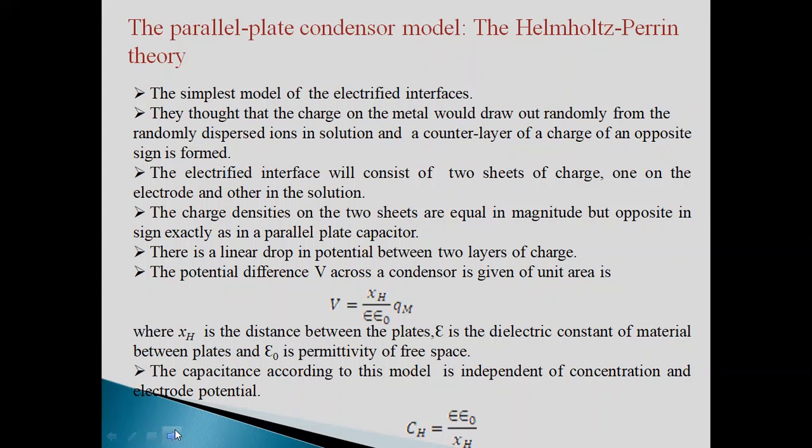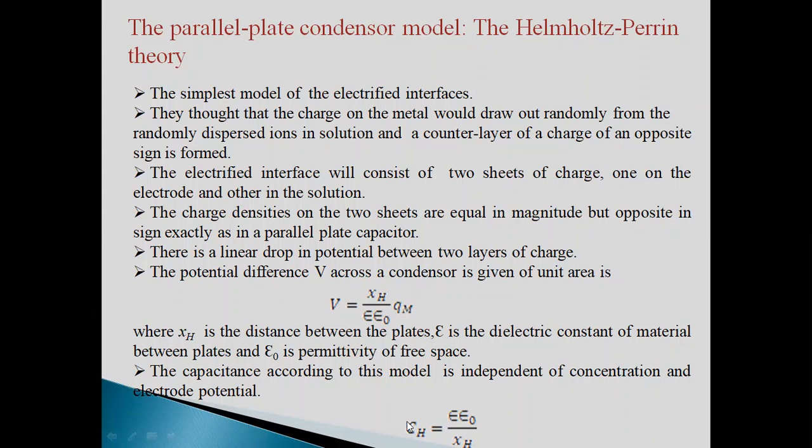This electrified interface consists of two sheets of charge equal in magnitude and opposite in sign. So the potential drop between these two layers of charge is linear. This represents the potential difference across the plates of the condenser, where xH is the distance between these two plates, and epsilon naught is the permittivity of the dielectric.